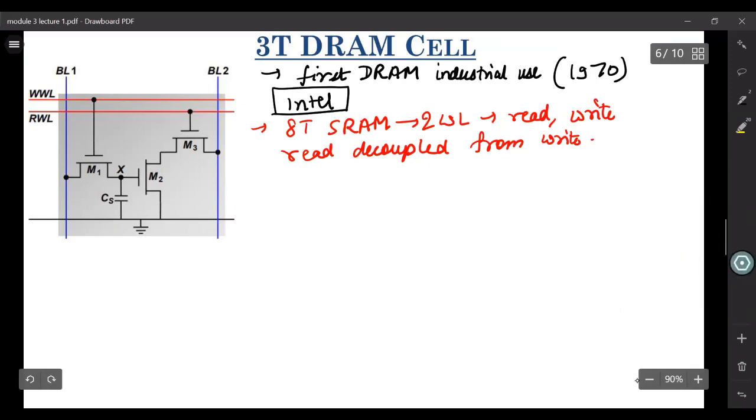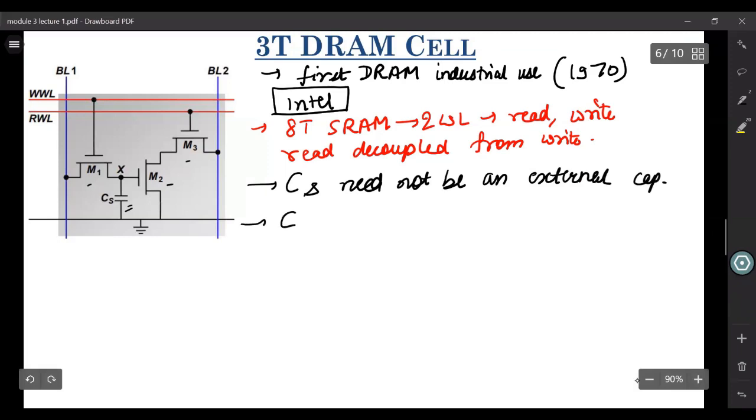In the 3T DRAM cell, you have these 3 transistors, and you have this load capacitor CS. First, let me define what exactly is CS. CS need not be an external cap. In the 3T DRAM cell, CS can be the input gate capacitance plus the parasitics that this node sees.